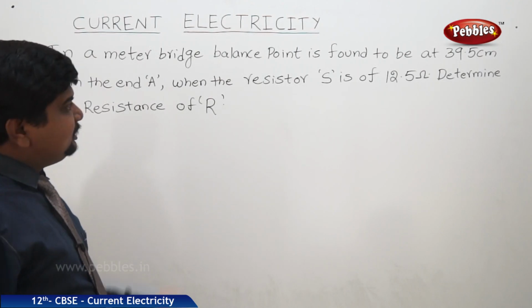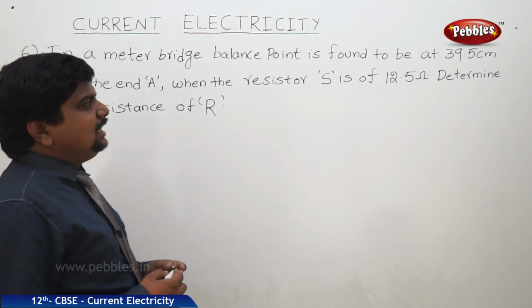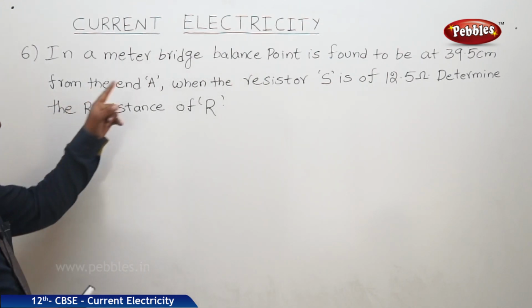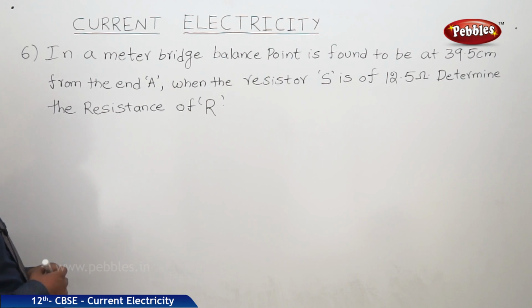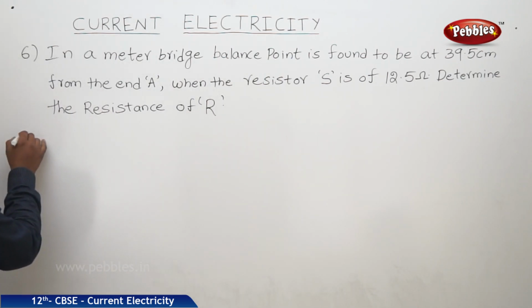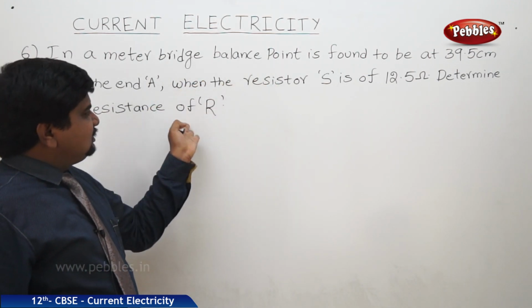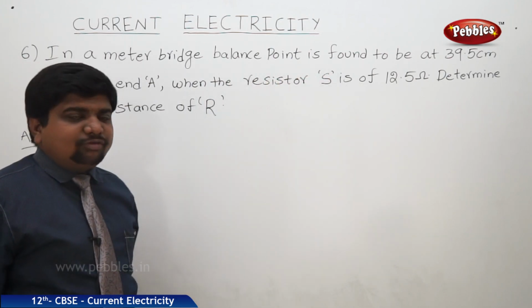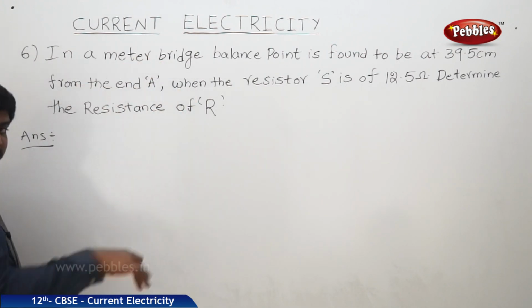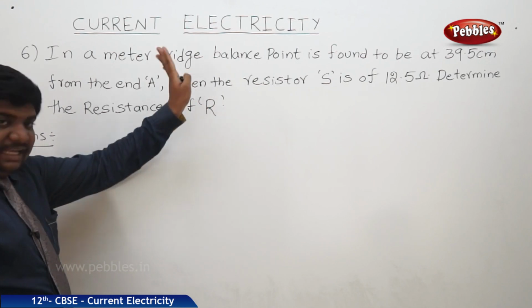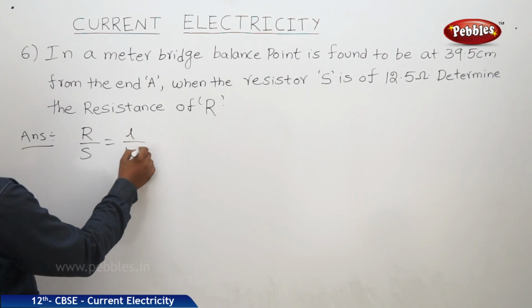Now we will see one problem which is based on the balancing lengths of a meter bridge. In a meter bridge, balance point is found to be at 39.5 centimeters from the end A when the resistor S is of 12.5 ohms. Determine the resistance of R. We know that in a meter bridge the known resistance is S and the unknown resistance is R. When the resistor S is of 12.5 ohms, the formula for the balancing lengths with respect to the given resistances in a meter bridge is R by S is equal to L by 100 minus L.